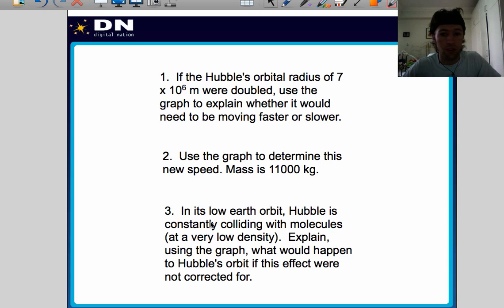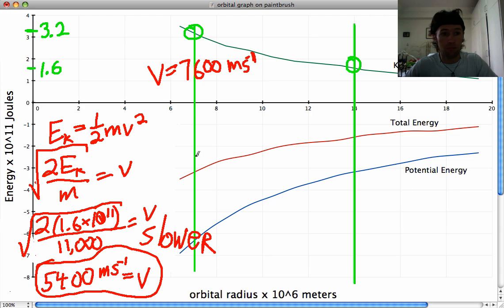So for the third question, as the Hubble is in its low Earth orbit, it will be colliding with a very small amount of molecules. And what will those molecules do to the orbit if you don't correct for it? Well, if we look at the graph, let's say the Hubble is at any particular orbit. Let's just say it's at this radii. It has a certain amount of kinetic energy. And if it's going to be hitting molecules, it's going to be bumping them out of the way and give them kinetic energy. So then its kinetic energy has to slow down.